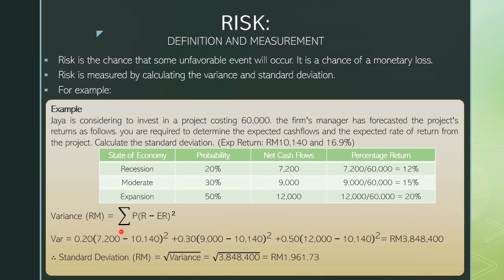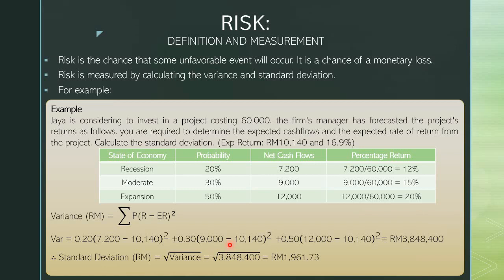The formula to calculate variance is the sum of probability times the difference between what we have received and what we have expected, that is, the return minus the expected return, and then don't forget to square the equations. If not, you're going to get your answer for standard deviation to be 0. So I put in the probability here times the return for that economy of recession minus our expected return of 10,140, and then I square it.